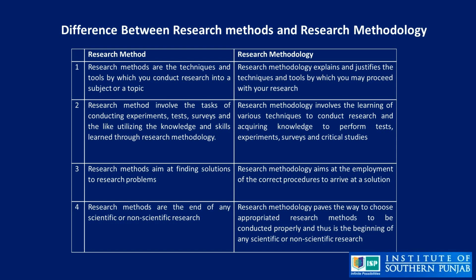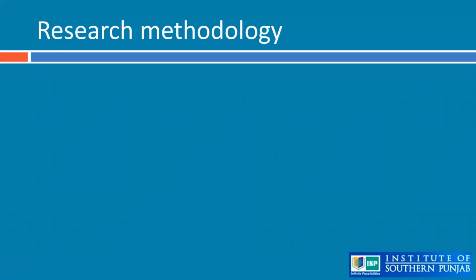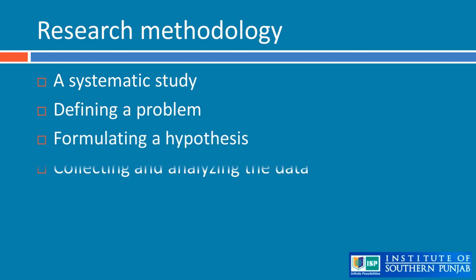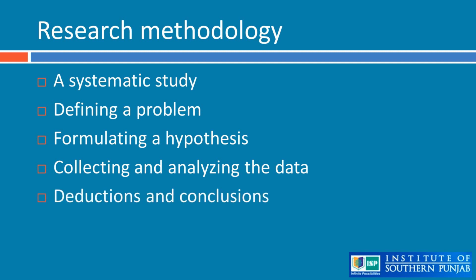Number 3. Research methods aim to find solutions to research problems, but research methodology aims at the employment of the correct procedures to arrive at solution. Number 4. Research methods are the end of any scientific or non-scientific research. Research methodology paves the way to choose appropriate research methods to be conducted properly, and thus is the beginning of any scientific or non-scientific research. So this was the difference between research methods and research methodology. Research methodology is a systematic study in which we define a problem, formulate a hypothesis, collect and analyze the data, and lastly, deductions and conclusions are made.